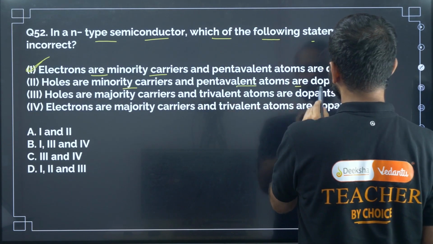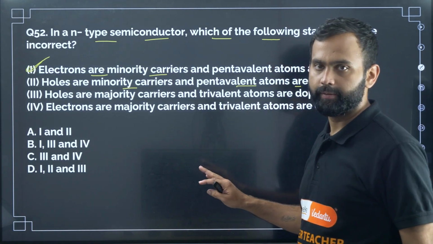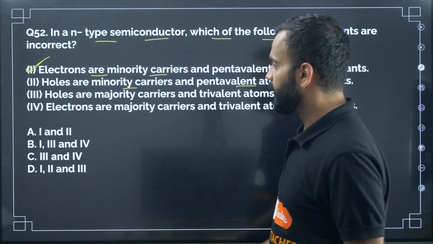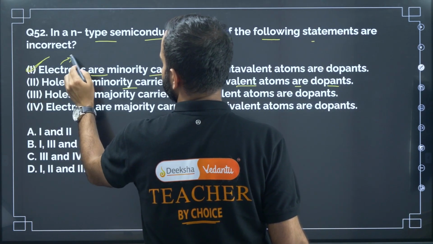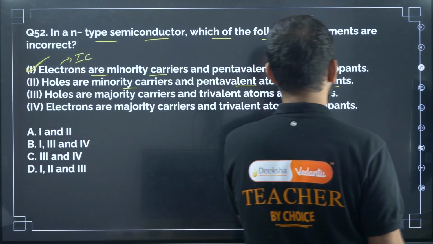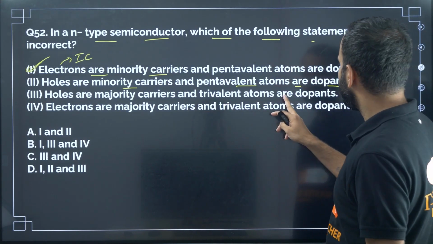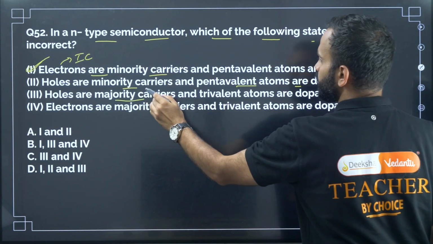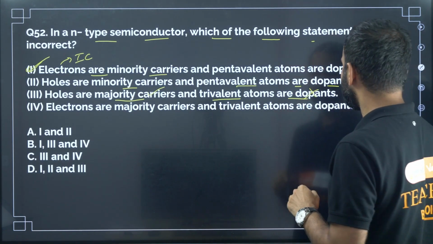And pentavalent atoms are dopants. This one is correct. So second statement is correct. We need to find the incorrect statement. Okay. And this is the correct statement. Holes are majority carriers and trivalent atoms are dopants. Wrong. Pentavalent atoms are dopants, right?